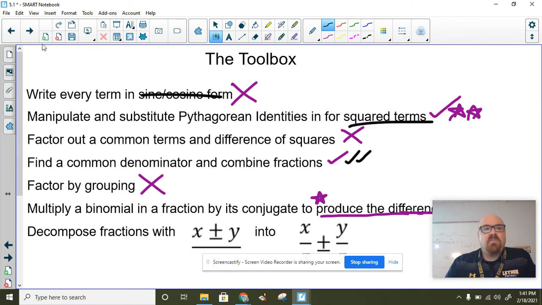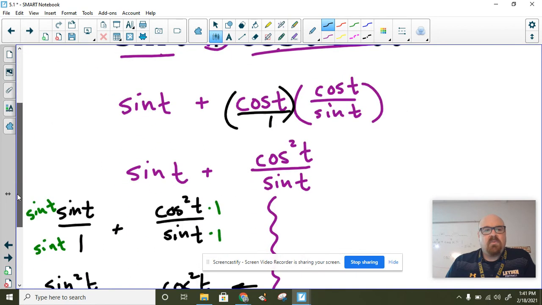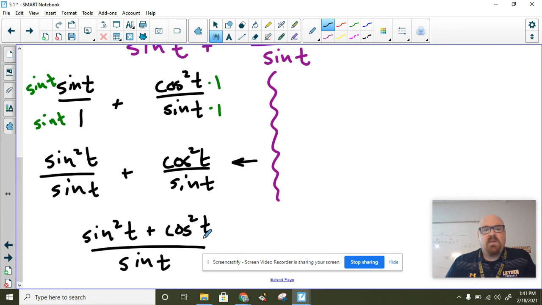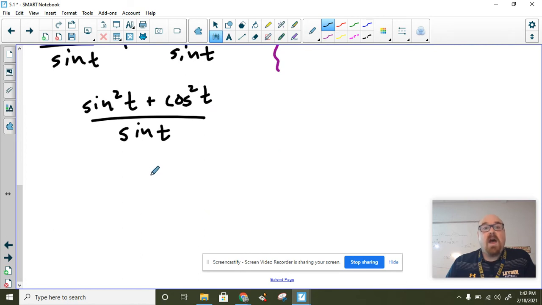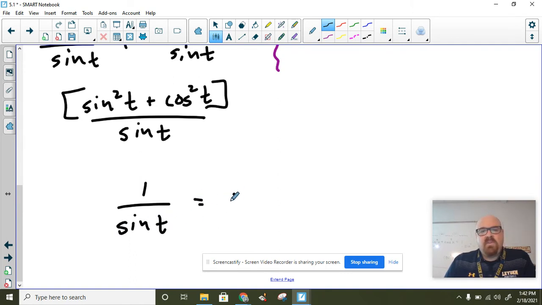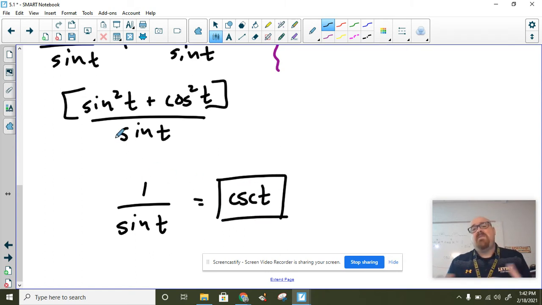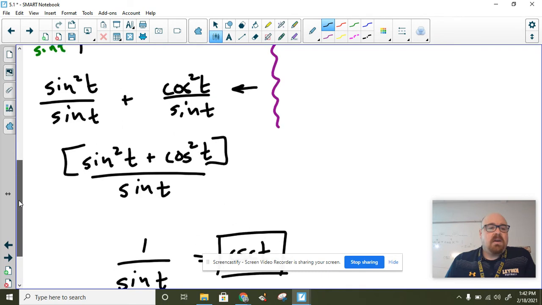There's squared terms. What about these squared terms? What's sine squared plus cosine squared? No manipulation necessary, just a substitution here. This is equal to 1. So I put a 1 there in its place. And 1 over sine is equal to cosecant. And we're done. Okay? So that's combining fractions with a common denominator.